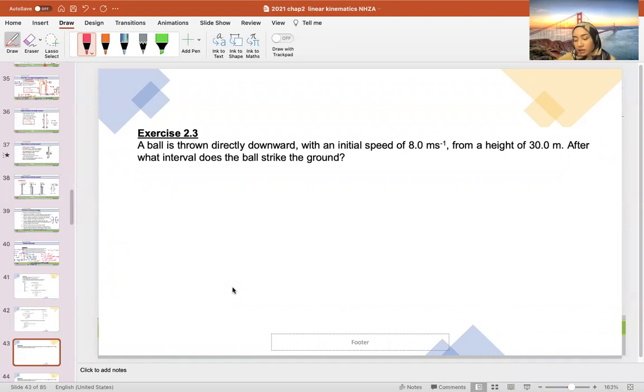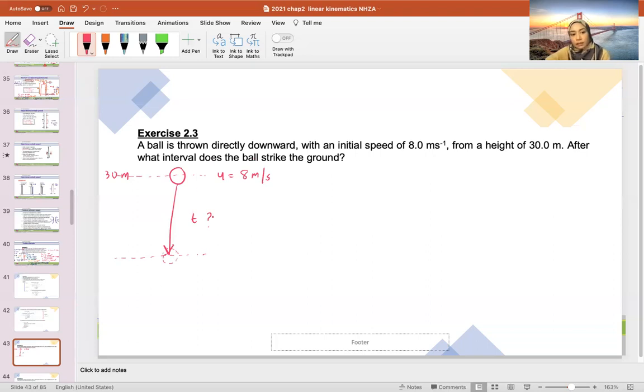Okay, so now I want to ask you guys to do it because no one is responding to me. So exercise 2.3, a ball is thrown directly downward, from a height, sorry, with an initial speed of 8 meters per second, and from a height of 30. After what interval does the ball strike the ground? It's asking what is T for it to reach the ground.